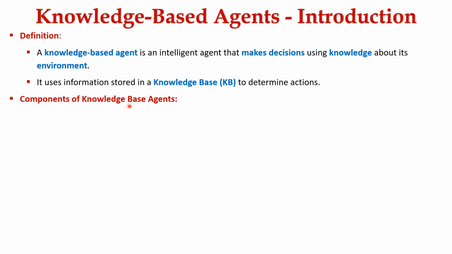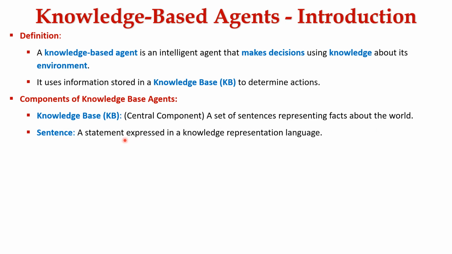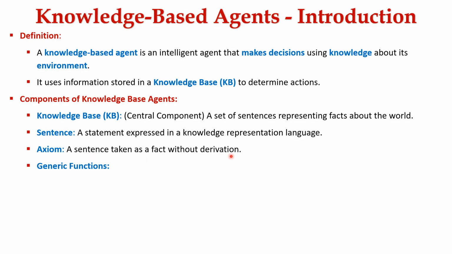Next, components of knowledge-based agent. The first comes knowledge base. It is a central component where it holds a set of sentences representing facts about the world. Sentence is a statement expressed in a knowledge representation language. Axiom is a sentence taken as a fact without derivation.